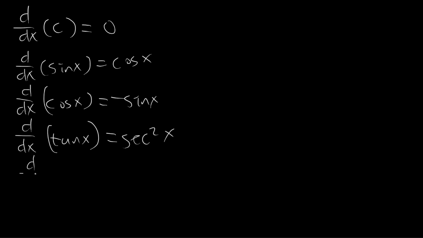And the derivative of cotangent x is equal to negative cosecant squared x.